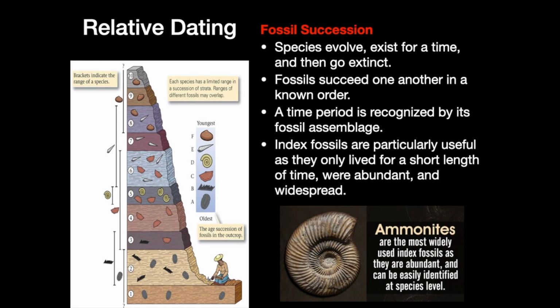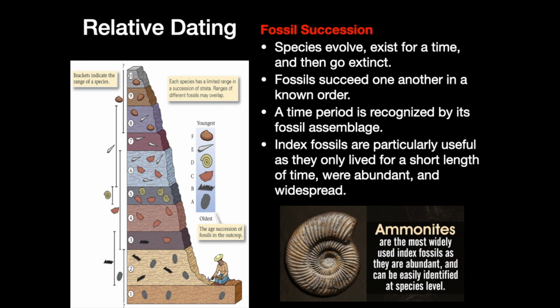Okay, let's talk about one last thing here in relative dating, and that's fossil succession. The last piece of the puzzle that helps us determine what happened first and when it happened is fossils. Since fossils only live for a brief amount of time before they either go extinct or evolve into something completely different, we can place things in time with fossils.